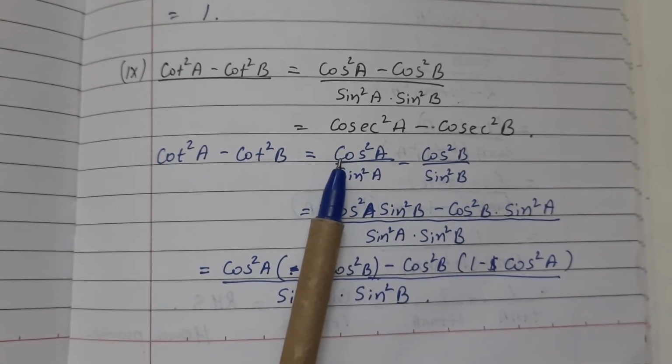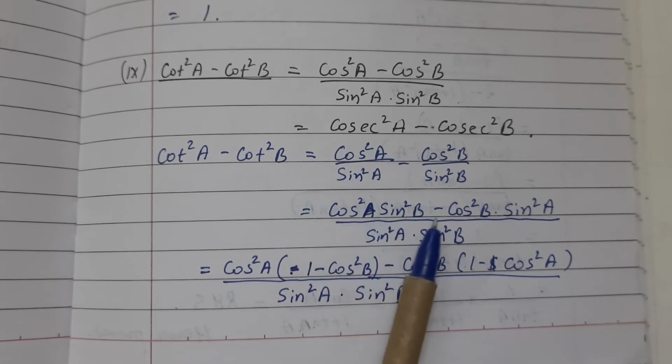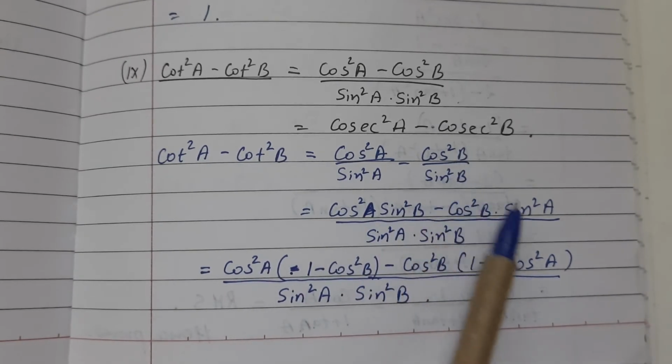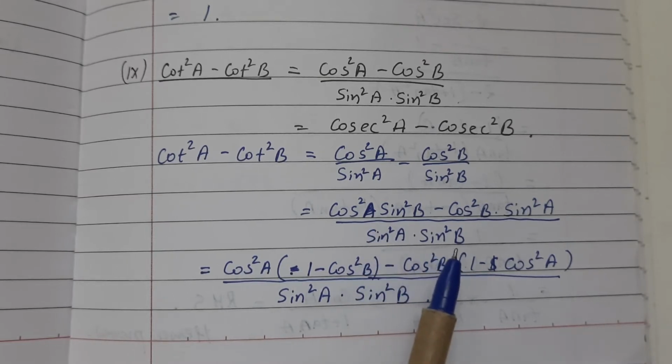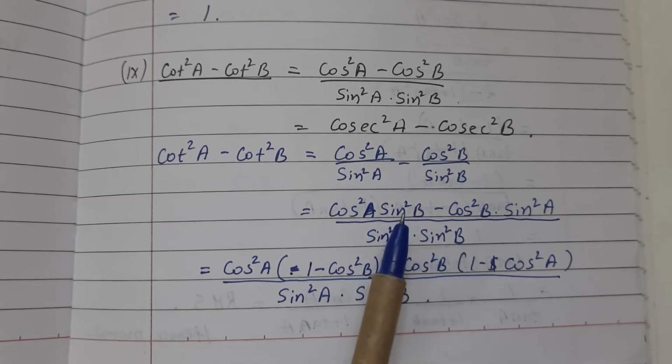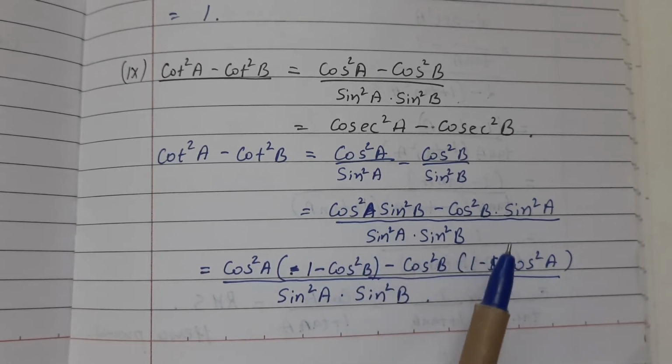Therefore, we get cos square A into sin square B minus cos square B into sin square A upon sin square A into sin square B. Sin square B is 1 minus cos square B, sin square A is 1 minus cos square A. So it is equal to cos square A into 1 minus cos square B minus cos square B into 1 minus cos square A upon sin square A into sin square B.